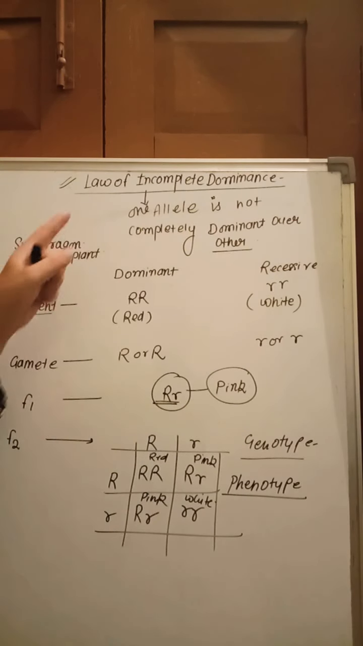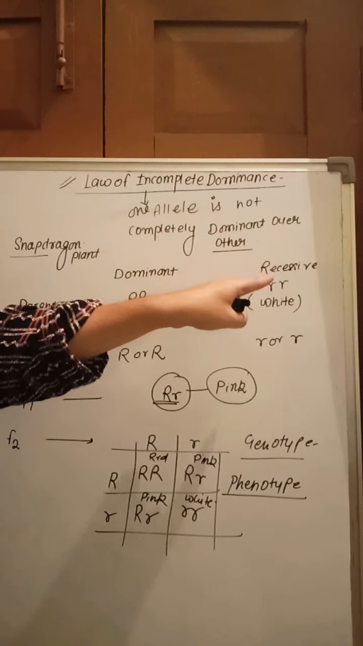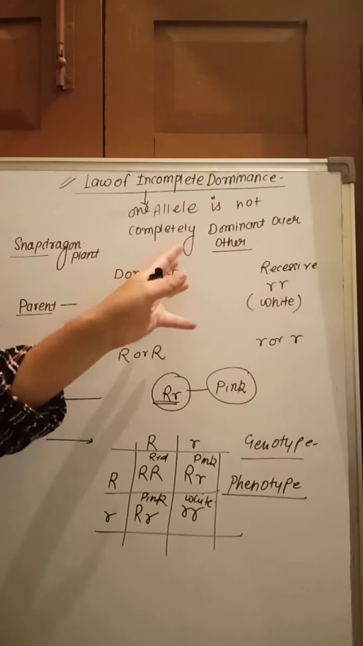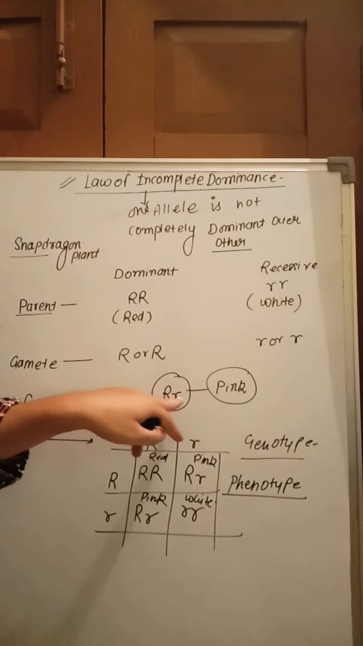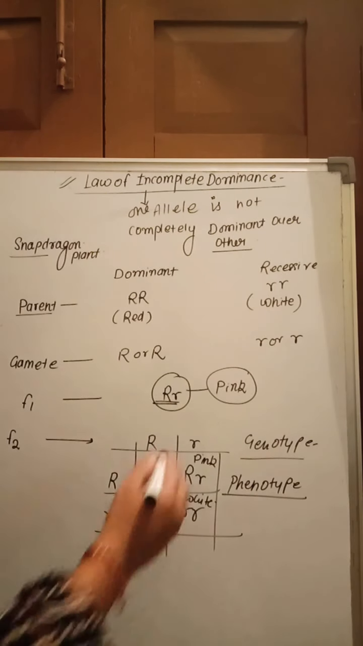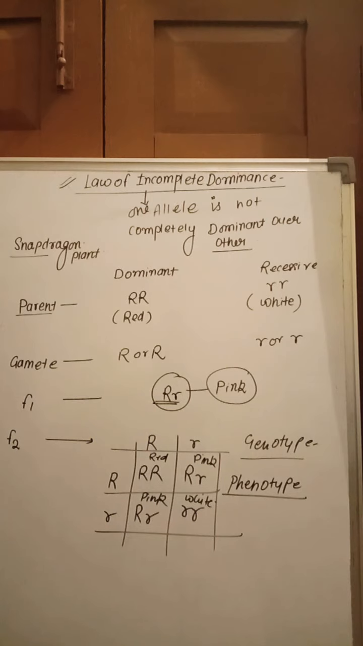But it appears pink. So neither dominant nor recessive, both characters are not completely dominant over the other. So in the F1 generation, an intermediate one appears, that is, all are pink flowers. We go and see the F2 generation.